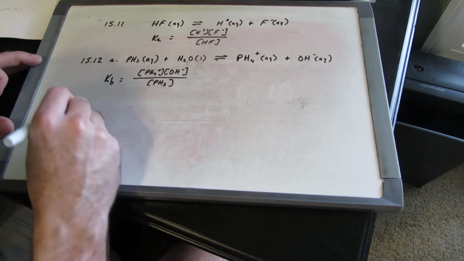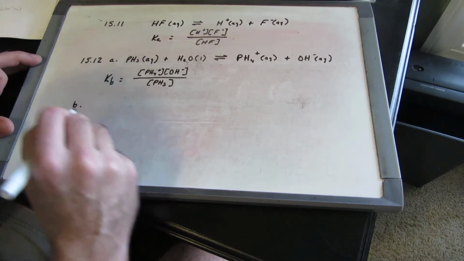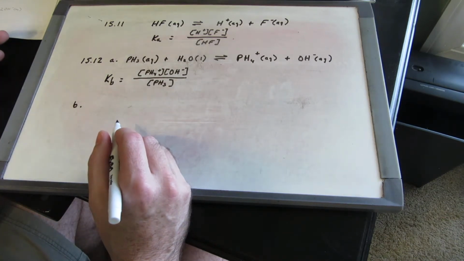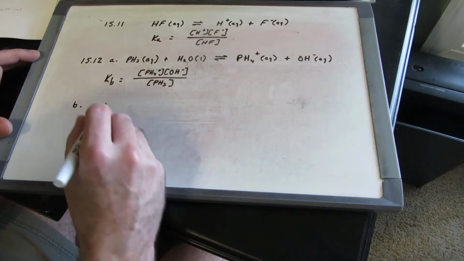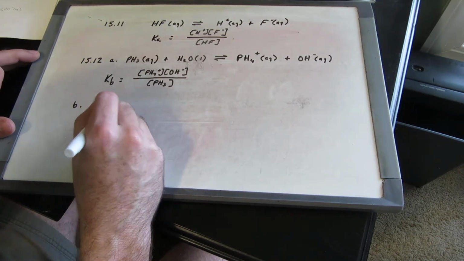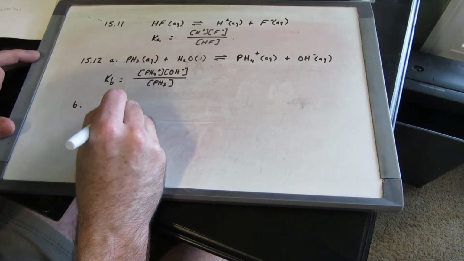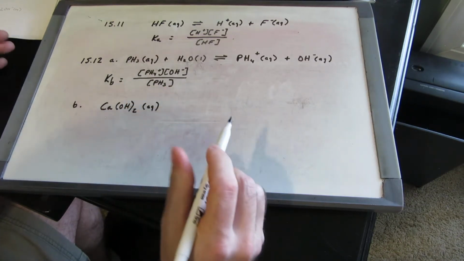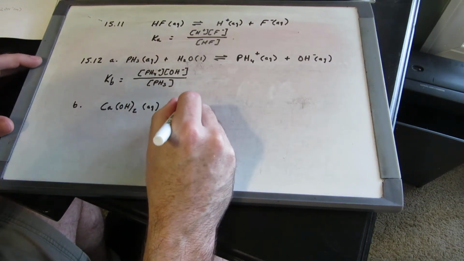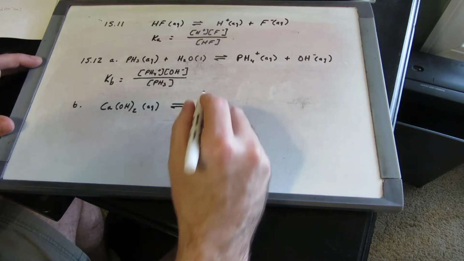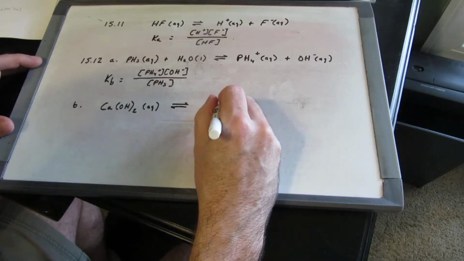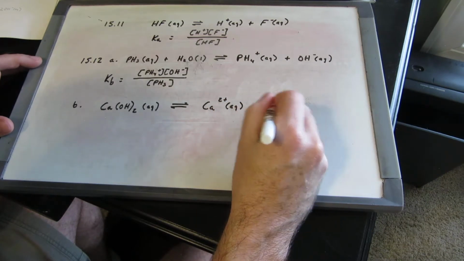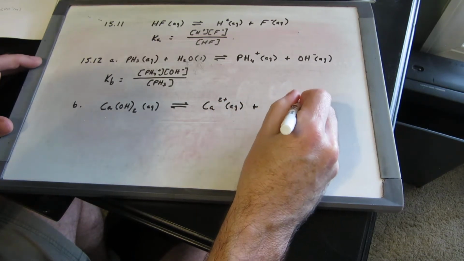The book doesn't give a part B, but I want to add a part B. I left you some space on your notes to give you an example of what is the base ionization constant for a hydroxide base. So let's take CaOH2. Okay, that's a hydroxide base. Now you don't have to have liquid water for that. It's going to split into Ca2 plus and OH minus.